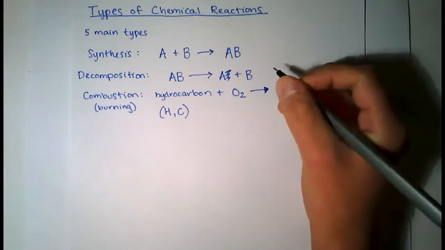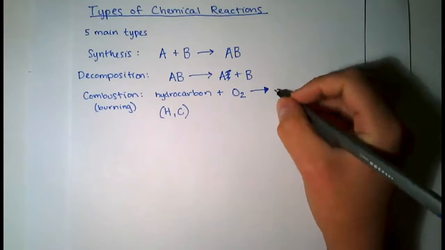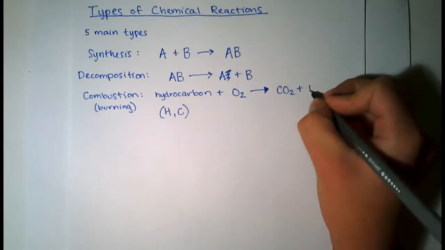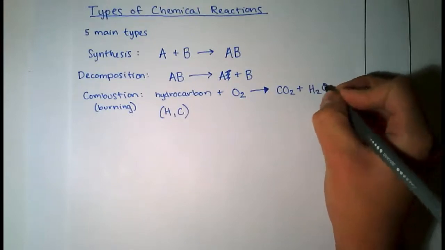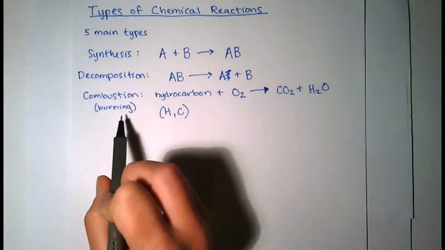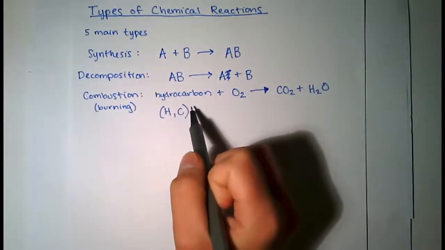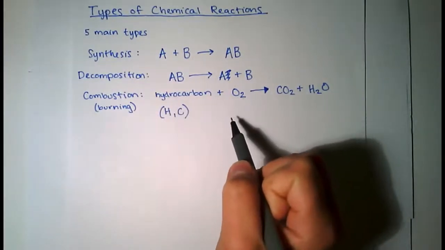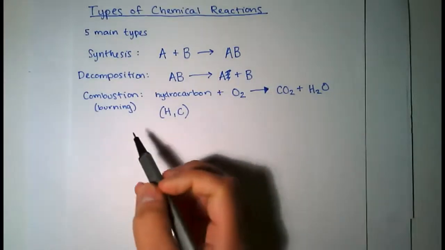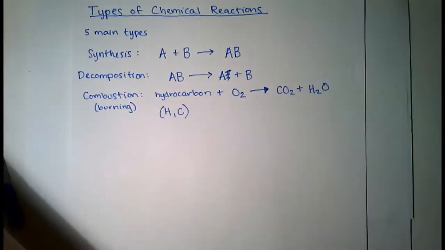So we have a hydrocarbon plus O2, and a combustion reaction always gives us the same 2 products. So instead of using A and B here, I'm going to put the products. They are carbon dioxide and water, CO2 and H2O. So in a combustion reaction, the reactants are a hydrocarbon and oxygen, yielding products of carbon dioxide and water.